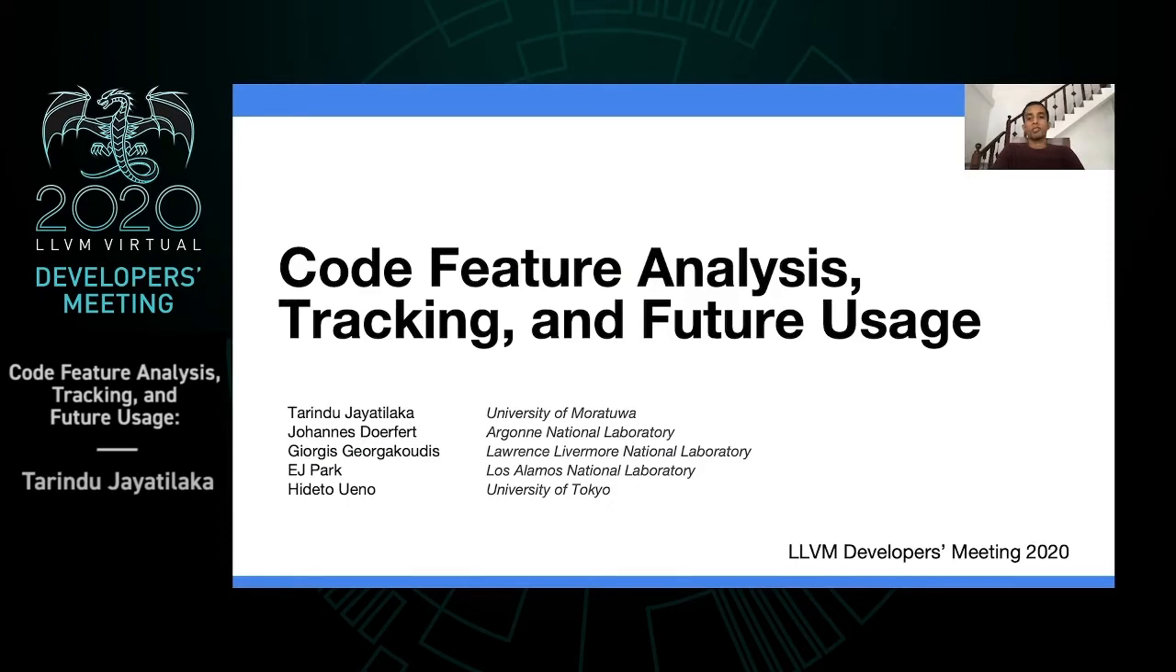We look at code features of input code and track how the code features change over time when LLVM applies optimizations. And I'll also show you how we can use these code feature changes to optimize our code much more efficiently.